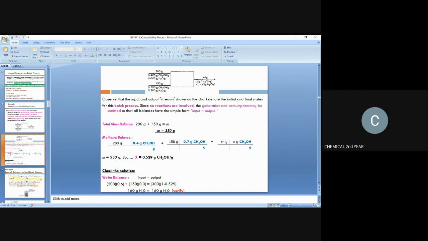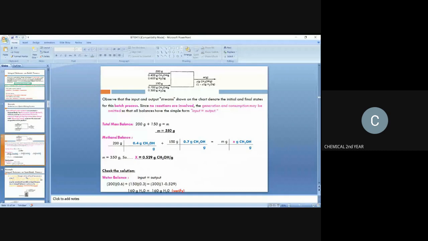Observe that the input and output sides shown on the chart denote the initial and final states for the batch processes. Since no reactions are involved, the generation and consumption terms may be omitted so that the balance is in the simplest form: input is equal to output. Total mass balance is equal to 100 kg, equal to m. And adding this, we get m is equal to 50 gram.